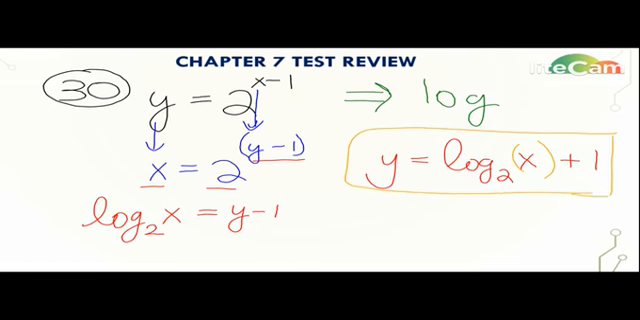All right, so that is the inversing problems for the test review. There will be a few problems on the test where you have to inverse, and let me just say it one more time. It's very important that you switch the x's and the y's, but you're not done. Then you have to convert. If you're an exponent, you convert it to a log. If the problem is a log, you convert it to an exponent. All right? Okay, thanks for watching.